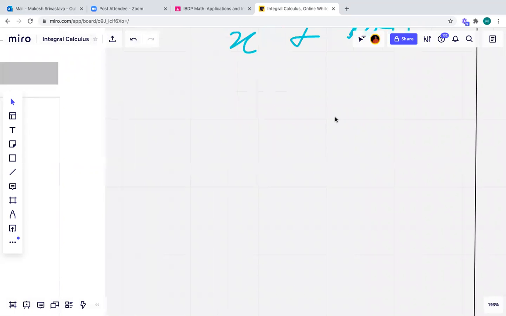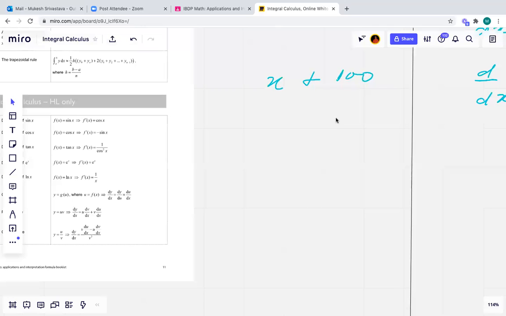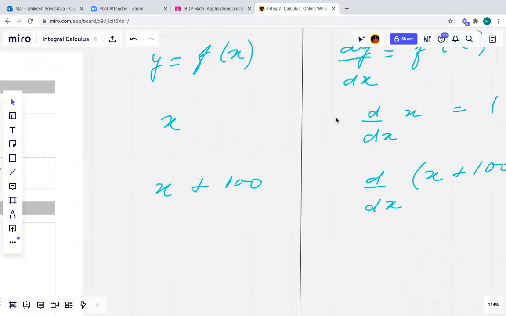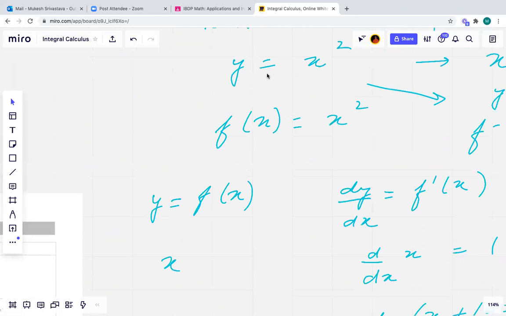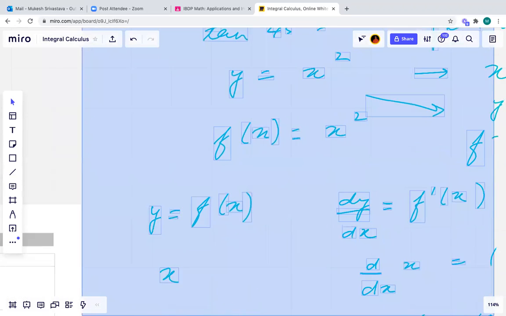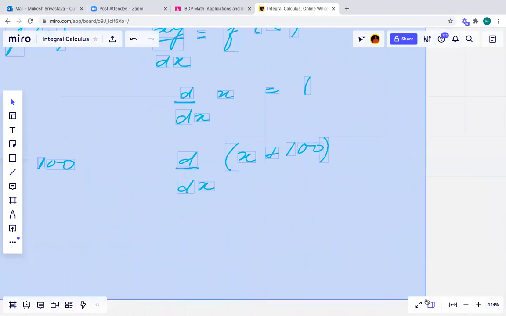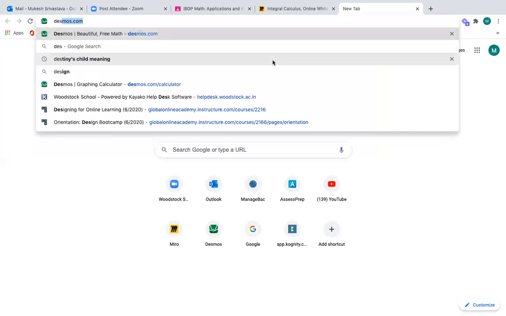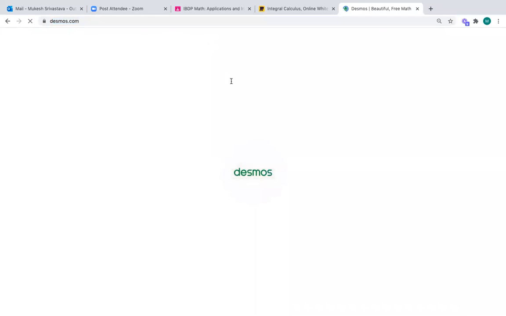Now see, I will first explain the concept of differential calculus. So I'm deleting all this. Can you see this decimals? Yes, sir. Okay, fantastic.